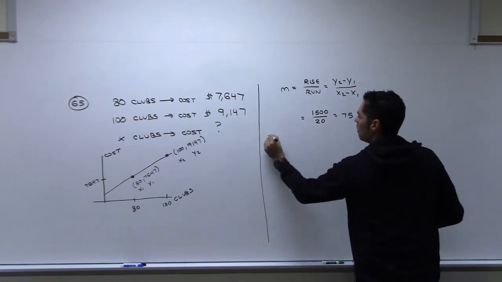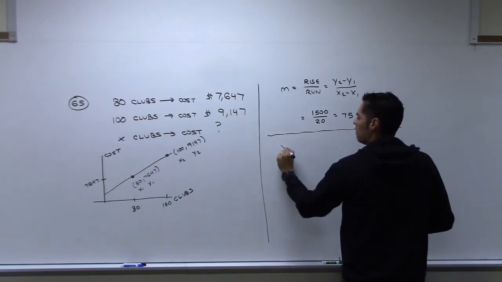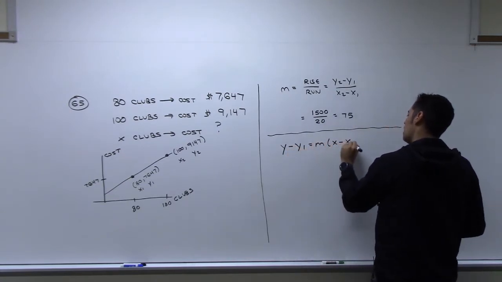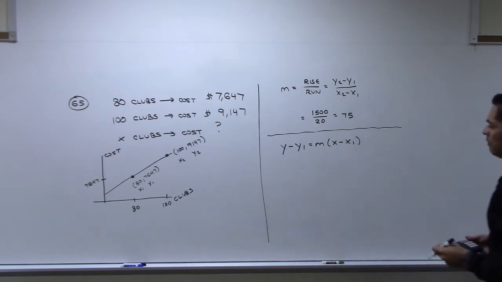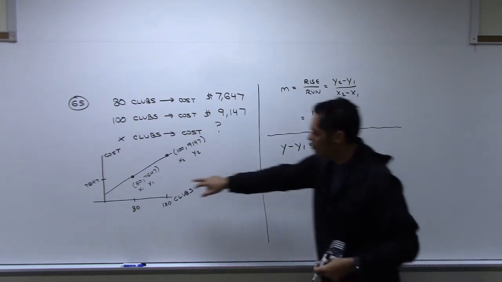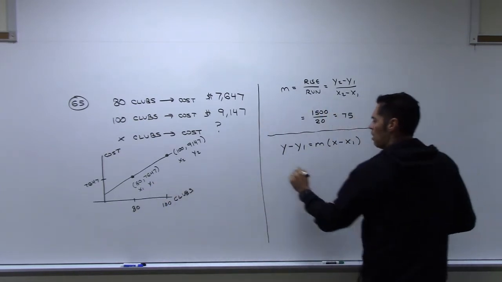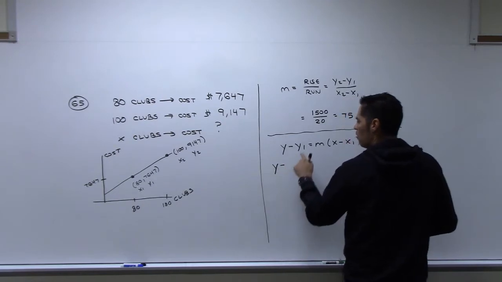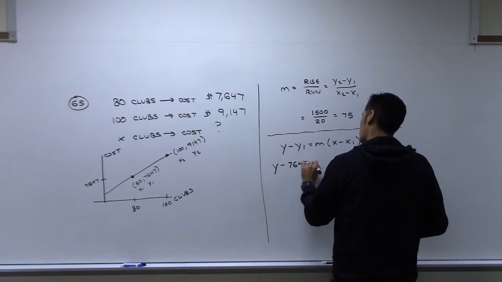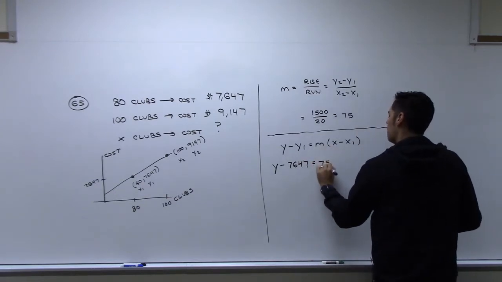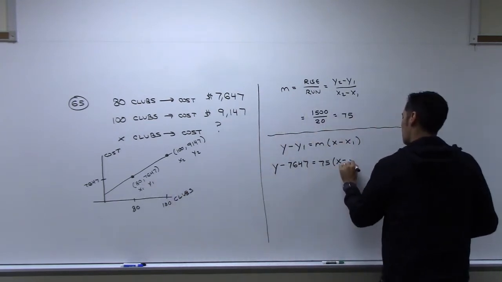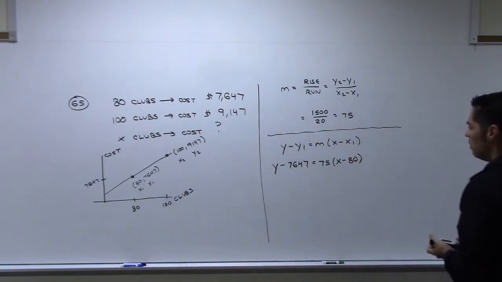And now we're going to use the point-slope formula, y minus y1 equals m times x minus x1. This will give us the equation of a line if we know a point and a slope. We have the slope of 75, and x1, y1 we know. So we now just plug in y minus y1, which is 7,647, equals slope, which is 75, times x minus x1. x1 was 80. And now we have an equation.